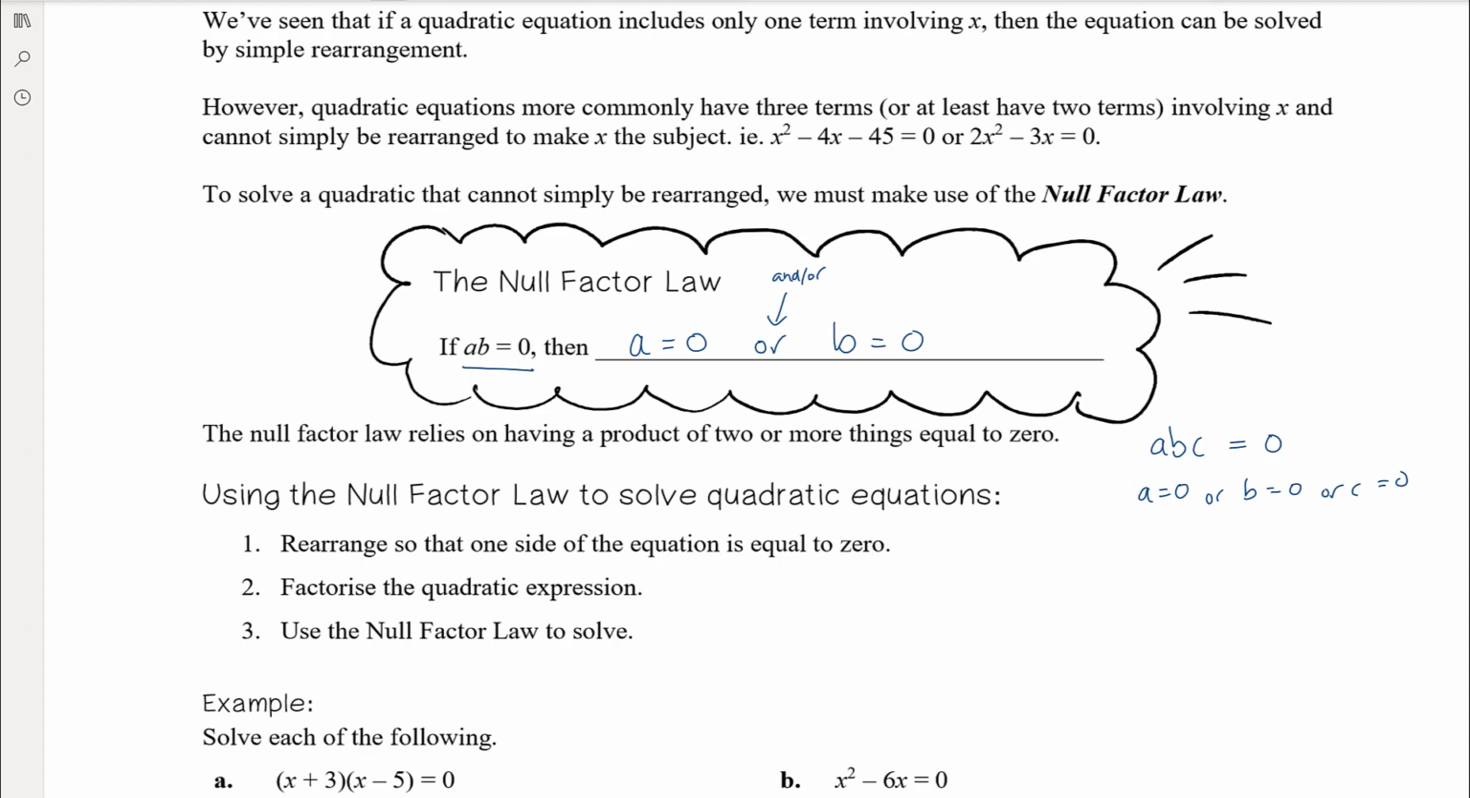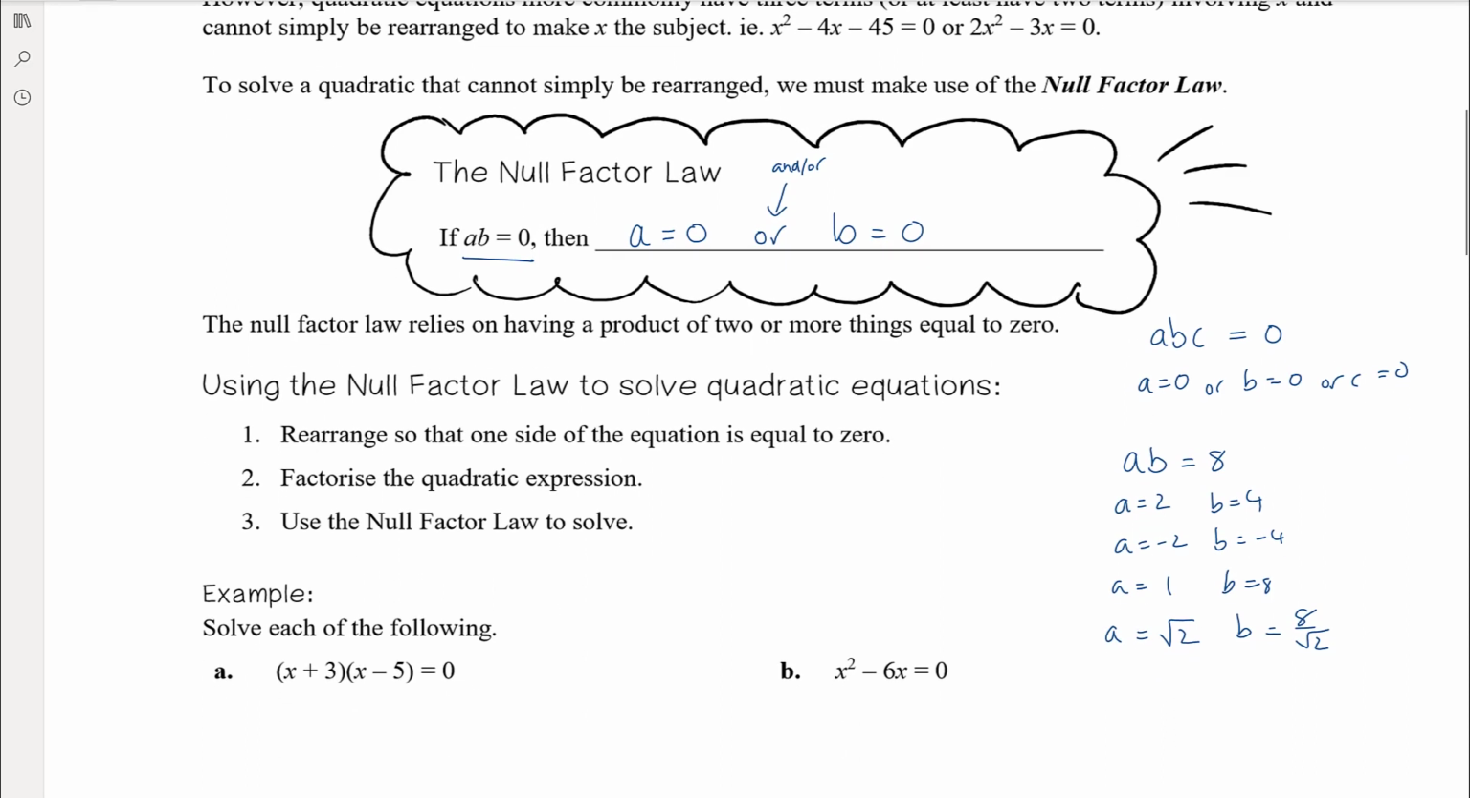Because if I know that a times b equals 8, it doesn't tell me anything about a and b. a could be 2 and b could be 4. a could be negative 2 and b could be negative 4. a could be 1 and b could be 8. a could be root 2 and b could be 8 on root 2. So there's infinitely many things that could happen here, so it's unhelpful. The only way it's helpful is if 2 things multiply together to equal 0. So the first step has got to be to make one side of your equation equal to 0.